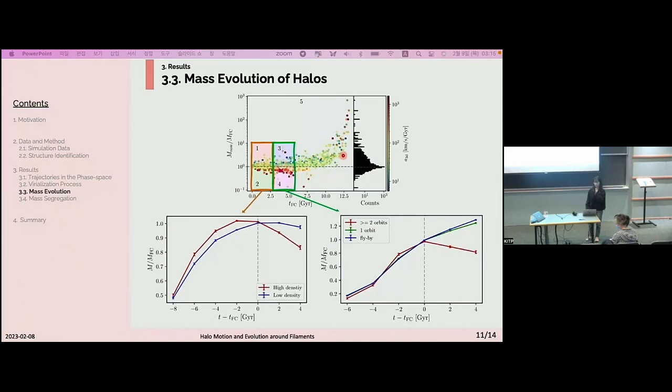We can assume that if the number of orbits around the filaments is high, then we can roughly say that this halo is around the high dense filaments. And you can also see that these red lines, which are orbiting around the filaments very many times, are losing severe mass after the first crossing.